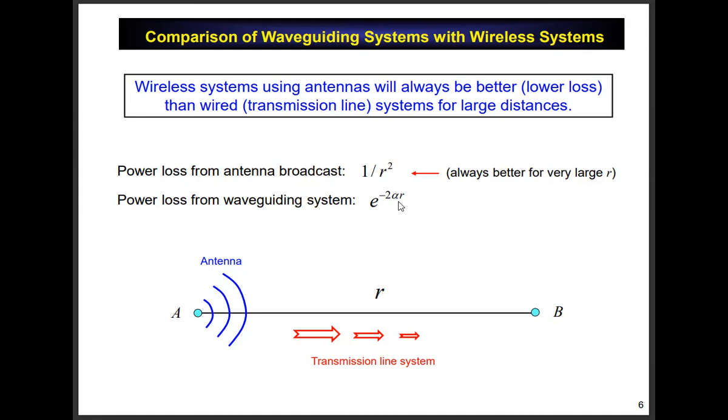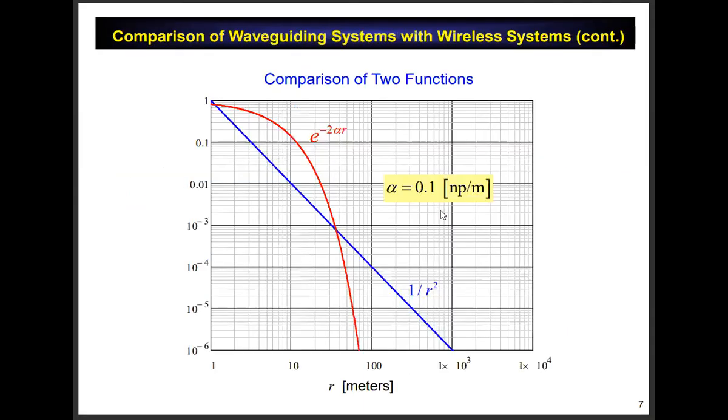Okay. Now, if you have a really high quality transmission line system, the alpha can be small. So notice there's not much decay initially, right? But my claim is if you go far enough away, if R gets big enough, this is always going to get much smaller than this. Now, you can do the calculation yourself, but just to try to convince you a little bit, look what I did here. I made a plot, okay? I just plotted these two simple functions, 1 over r squared and e to the minus 2 alpha r.